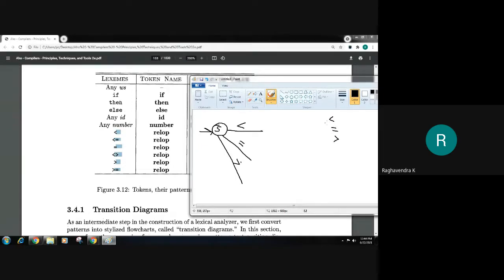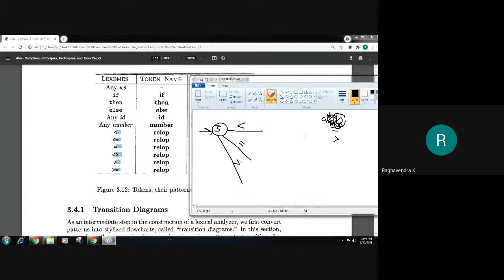For example, if I have a less than b, and lexeme begin is here, I will increment forward. When I read b, I know that it is not a part of less than. So now we need to retract it back by one, because we have seen something that is not a part of our previous lexeme.